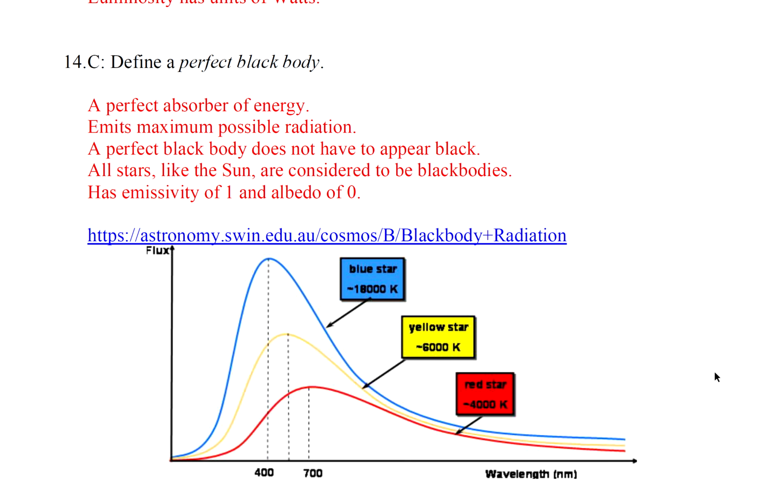Question 14. Define a perfect black body. It's a perfect absorber of energy, emits maximum possible radiation, does not have to appear black. All stars like the sun are considered to be black bodies. Has an emissivity of 1 and an albedo of 0. If you forgot what emissivity and albedo is, take a look at a previous worksheet.